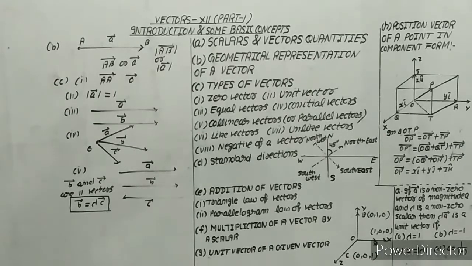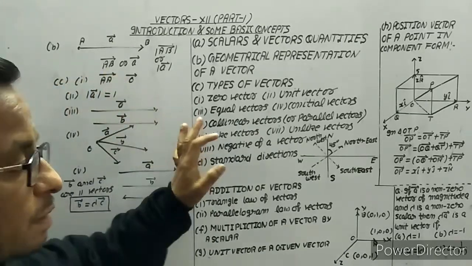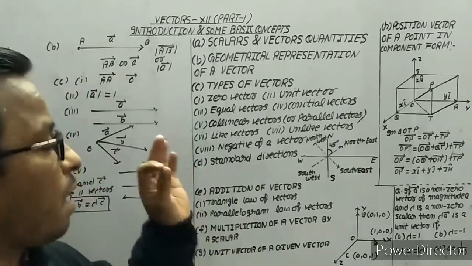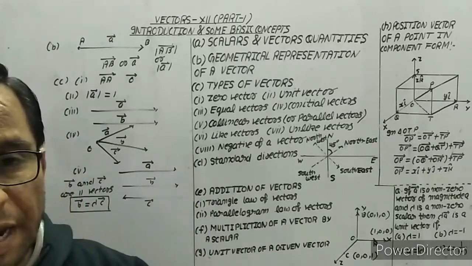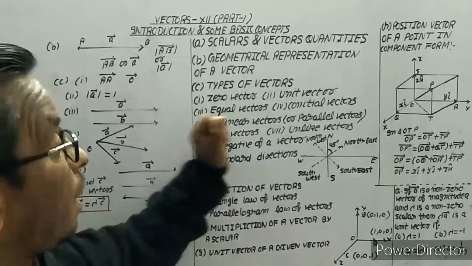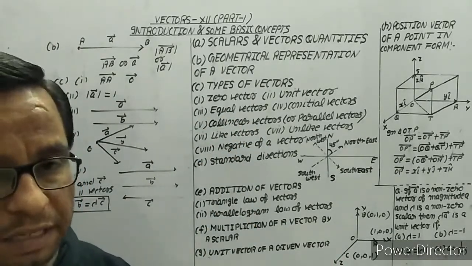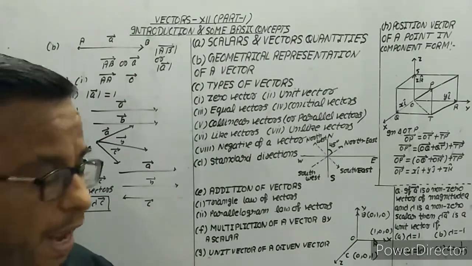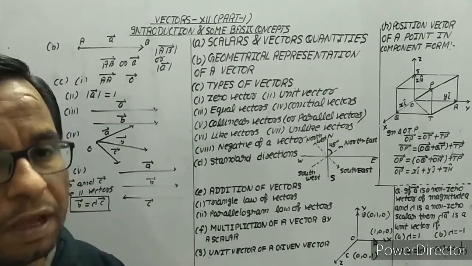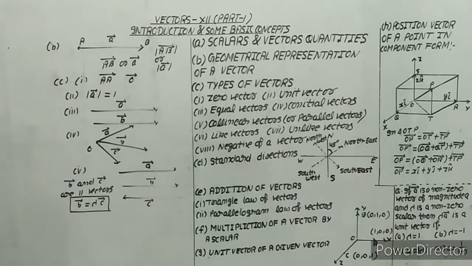Now let's start with like vectors. Here I am explaining that two vectors are said to be like vectors if they have the same direction irrespective of their magnitudes. Next, unlike vectors: two or more vectors are said to be unlike if their directions differ, irrespective of their magnitudes. Then such vectors are known as unlike vectors.